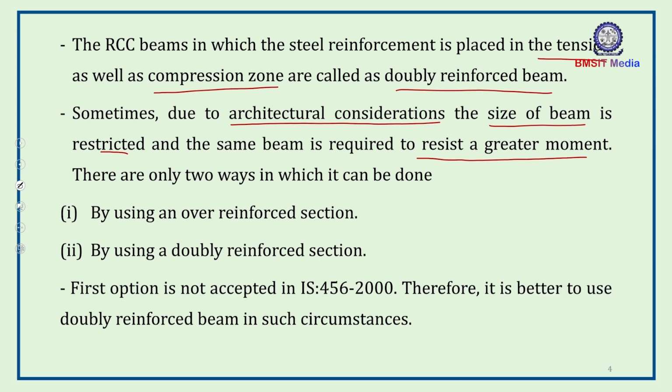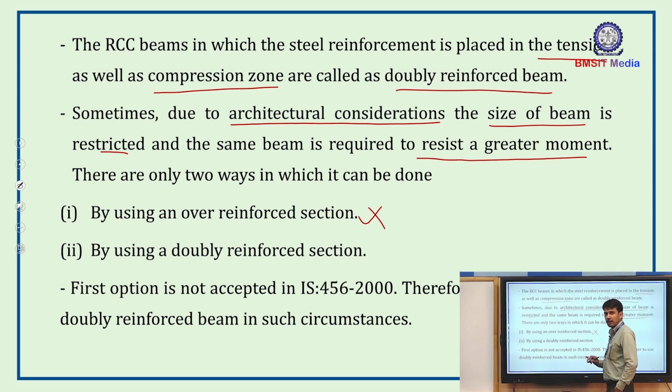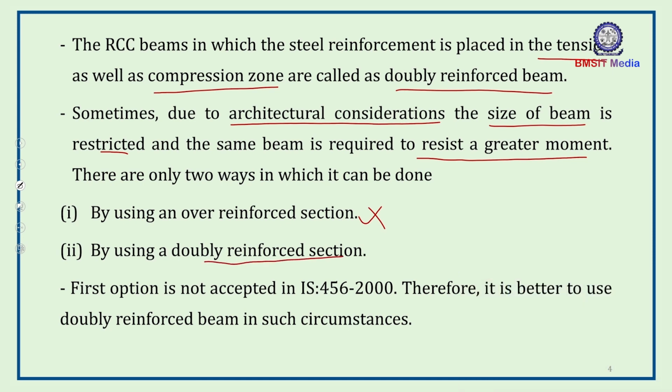Okay, so there are only two ways in such a condition. First is the over-reinforced section in the singly reinforced beam, which we would have to do, but the code doesn't allow us, so we can't do it, and this is also uneconomical. At the same time, then we will go for the doubly reinforced beam.